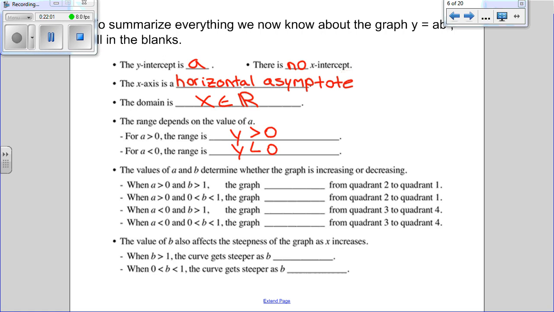The values of a and b determine whether you're increasing or decreasing. We used to say b depended on if it's increasing or decreasing, but it's not quite true. b tells you how sharply things will increase or decrease. a and b, both in context, are telling you whether it's increasing or decreasing.